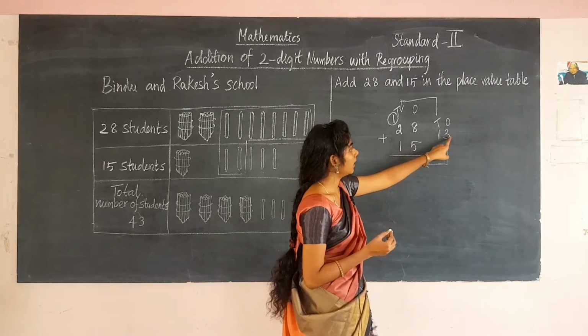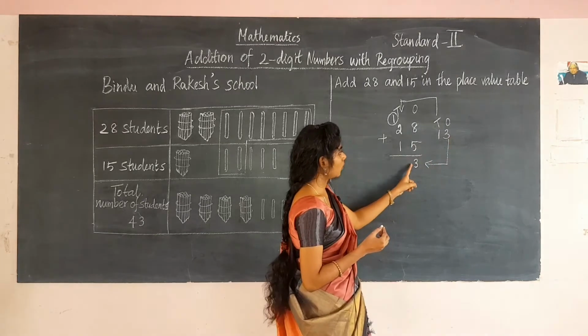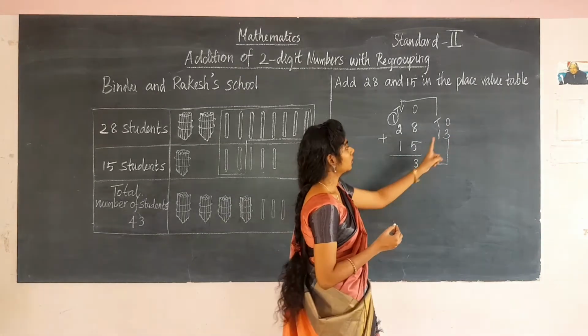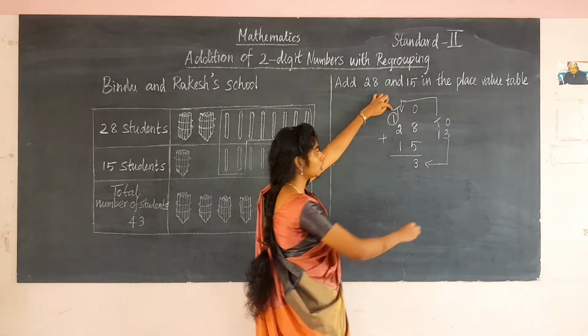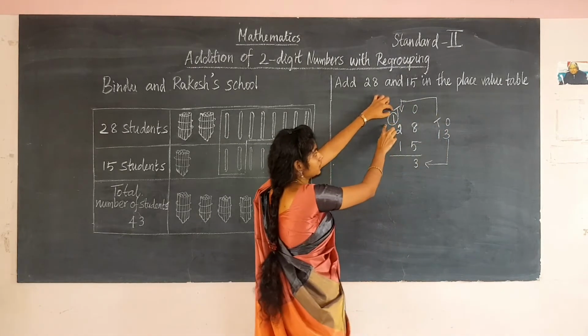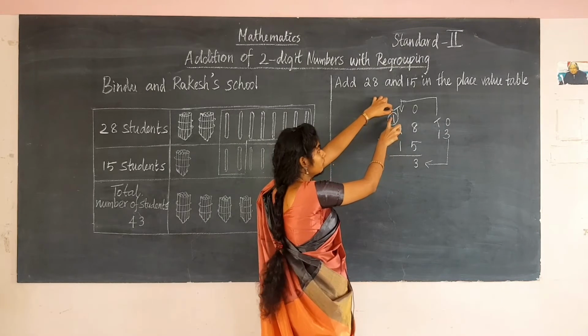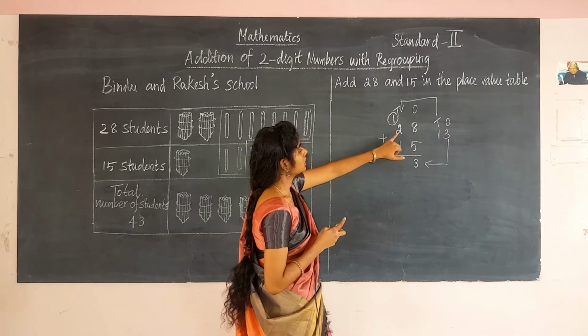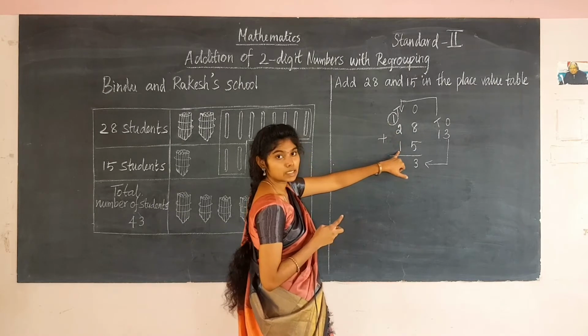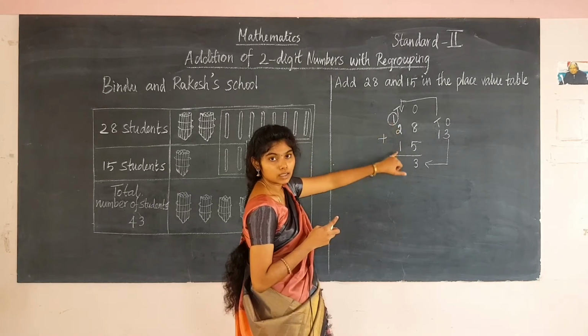Now you have to take 3 to the ones place. Then the tens place number you have to take to the tens place. You are carrying over the number 1 to the tens place. Round the carried over number. Then 1, 2, 1: 1 ten is here, 2 tens here and 1 ten here. So you have to add these numbers now.